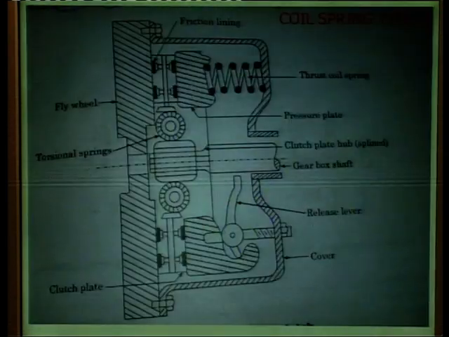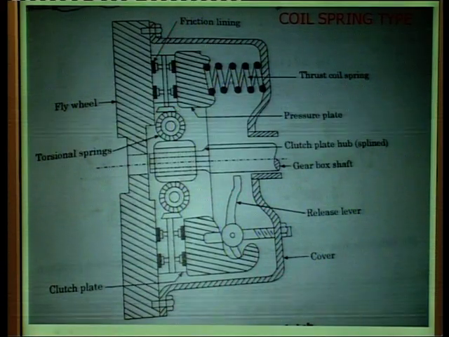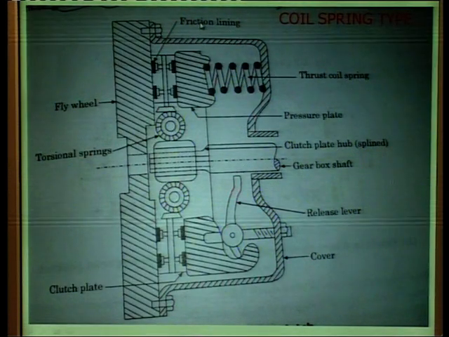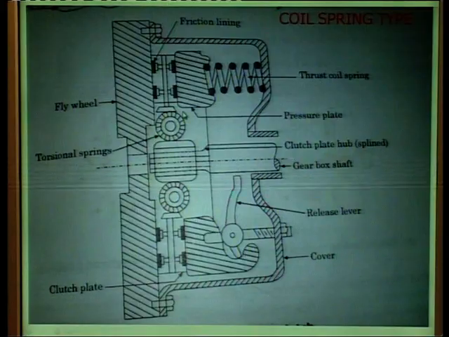A number of coil springs are used. This is the coil spring type. This is the friction lining material. This is the flywheel, which is already explained. These are the torsional springs, and this is the clutch plate. This is totally the clutch plate.